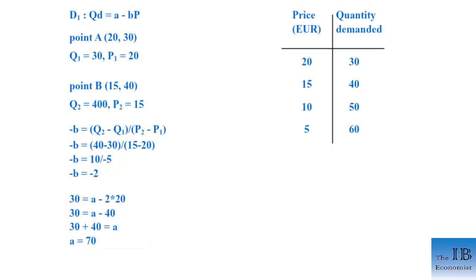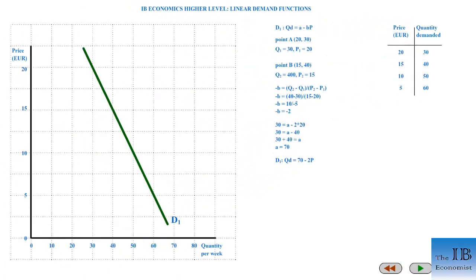Now that we know the values of negative b and a, we can derive the formula for our demand curve. D1 is given by qd equal to 70 minus 2p. This is the equation of our demand curve.